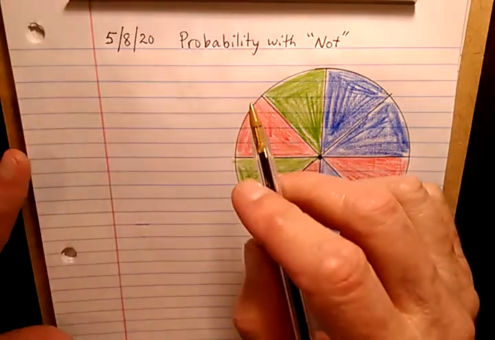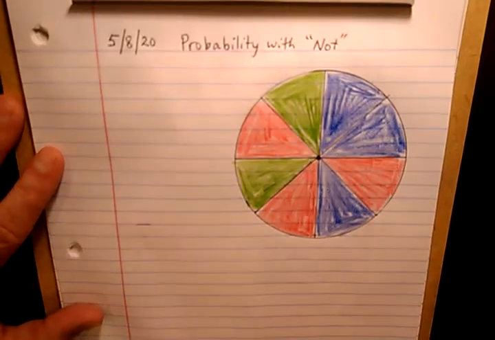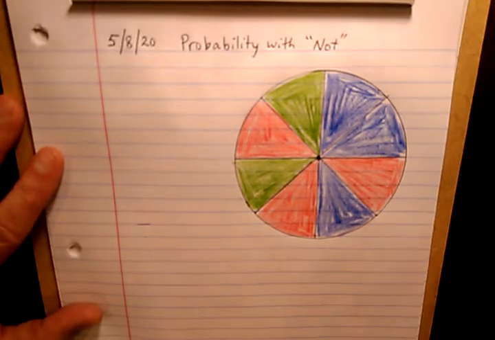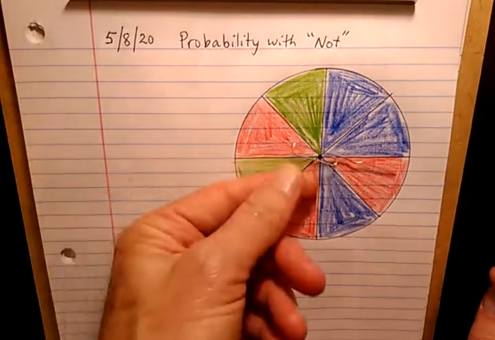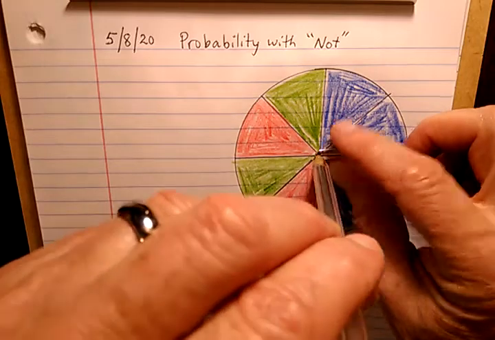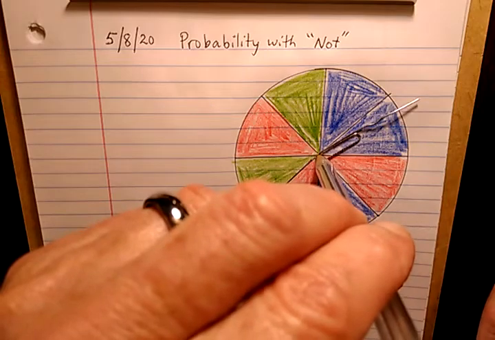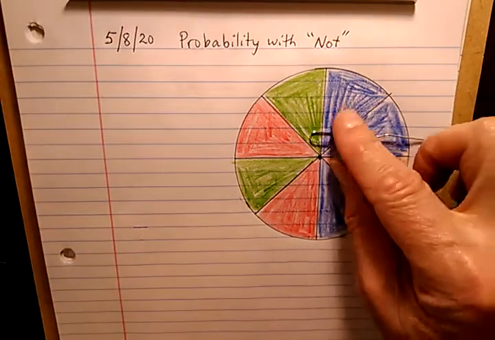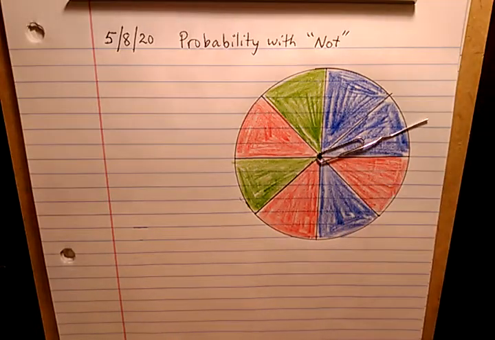Today's lesson is probability with not. Previously we asked questions like, what is the probability of flipping tails if you flip a coin once? Or if we're looking at a spinner like this, where we have a spinner to spin, and we want to know what the probability of landing on a certain color is. So we might say, what is the probability of spinning the spinner and landing on blue?